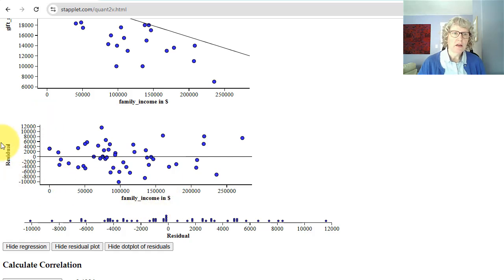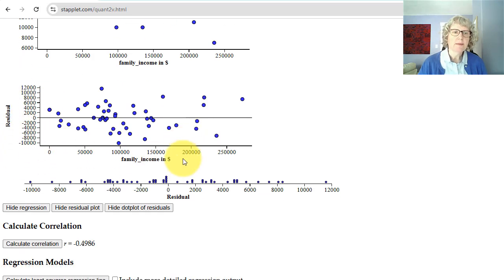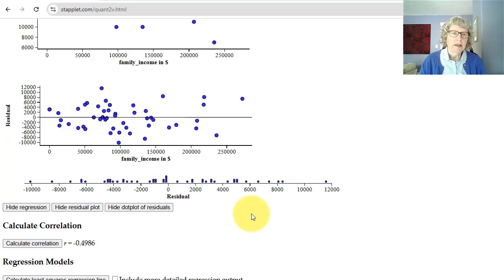So the residual is now the y value. And then the next one down says residual, and it's a dot plot. If we narrow this up, then we would see it like the one I drew on the side right here. Okay, so this gives us an idea of the spread of the residuals. Now you can also hide some of these if you want to.